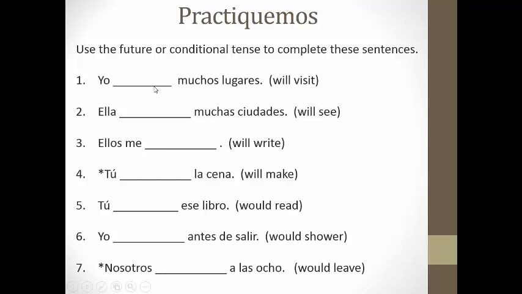We'll do number 1 together, then I'd like you to pause me and work through the rest. I will visit many places. The verb to visit, visitar. So your future tense ending would be visitaré. Visitaré muchos lugares. Please pause me and complete numbers 2 through 7.